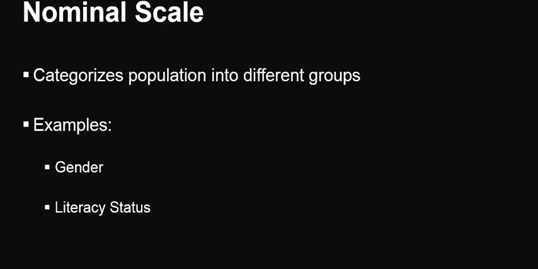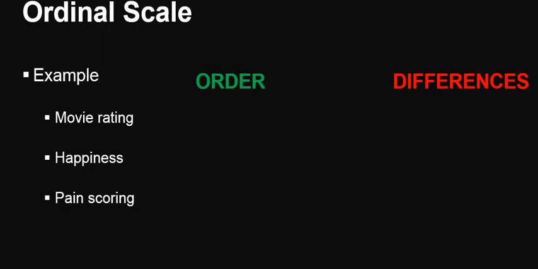Second one is the ordinal scale. While talking about the nominal scale, ordinal scale, interval and ratio scale, we need to know about the order and differences. In case of the ordinal scale, whenever any type of data are expressed in the ordinal scale, then it represents order, but it fails to signify the differences between the measured values. For example, various abstract terms are actually expressed in ordinal scale. Movie rating, pain scoring, happiness, degree of satisfaction, right?